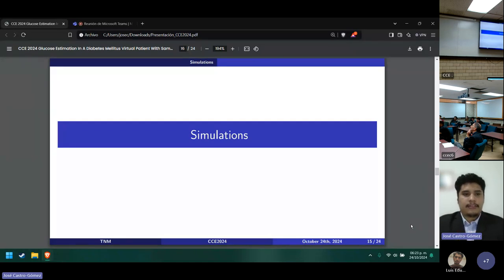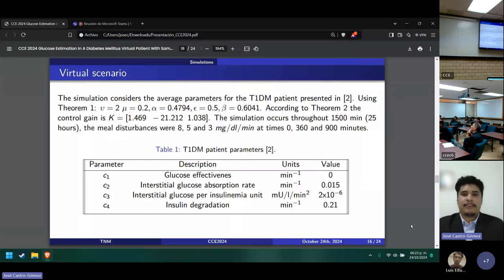So for the simulations, we propose a virtual scenario where we use theorem 1 and theorem 2 to calculate the event trigger parameters, the observer, and the control matrix K. The simulation runs through 25 hours, and there are 3 meal disturbances. These disturbances are unknown to the observer. And for the patient parameters, we use the average values of a type 1 diabetes patient, where C1 is the glucose effectiveness, C2 is the interstitial glucose absorption rate, C3 is the interstitial glucose per insulin unit, and C4 is the insulin degradation.